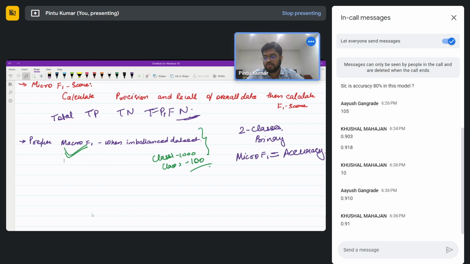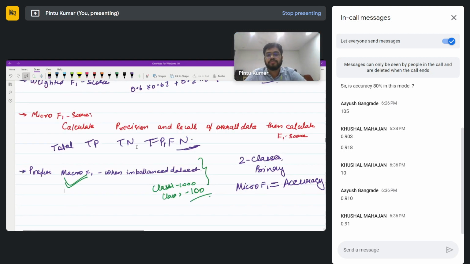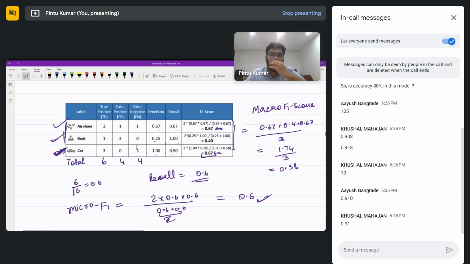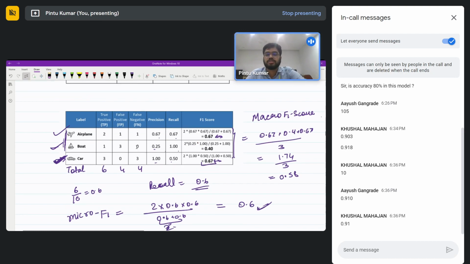Sir, can you scroll to the above example? Sure, sure. Do you want me to scroll more, or is this much fine for you? This is fine. Okay.